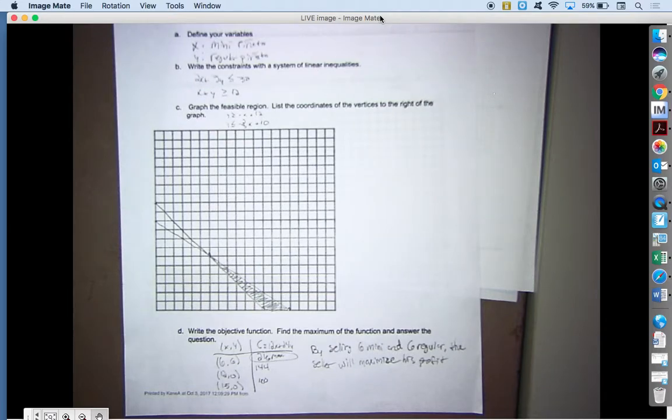The objective equation is how much money he's going to make for selling each piñata. He's going to make $12 when he sells a mini piñata and $24 when he sells a regular size piñata. If you plug in (6, 6) into that equation, you get $216. If you plug in (12, 0), he will make $144, and if you plug in (15, 0), he is going to make $180. So to maximize his profit, it would be best for him to sell 6 mini piñatas and 6 regular piñatas at the craft fair.